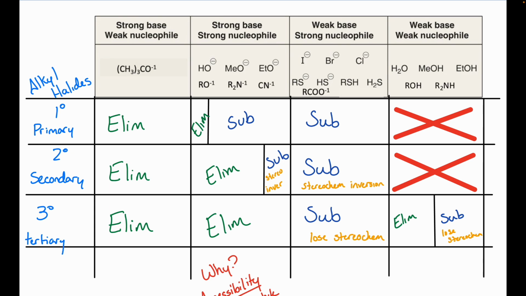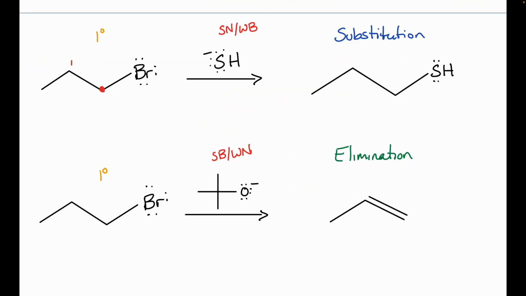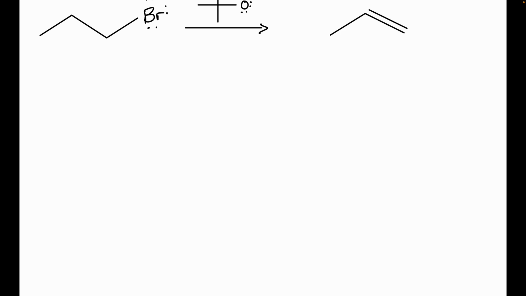All right, let's do another one. Last time I picked the same alkyl halide and chose different reagents. This time we're going to keep the reagent the same. We're going to use one of those deprotonated alcohols. I'm going to switch up my alkyl halide here.